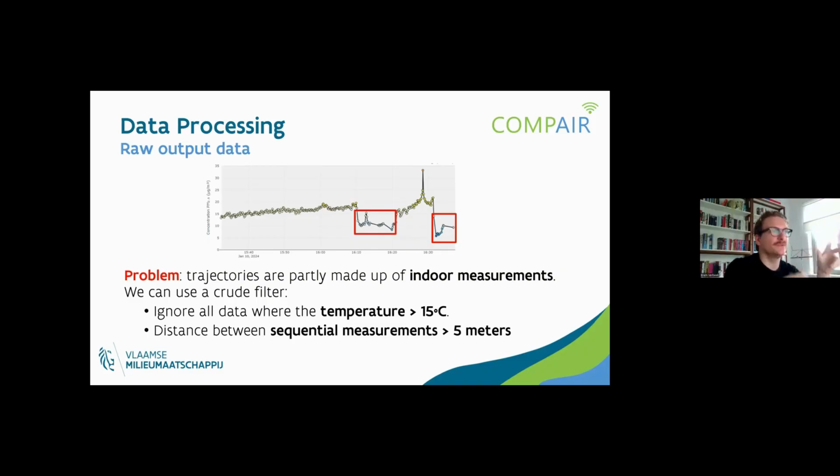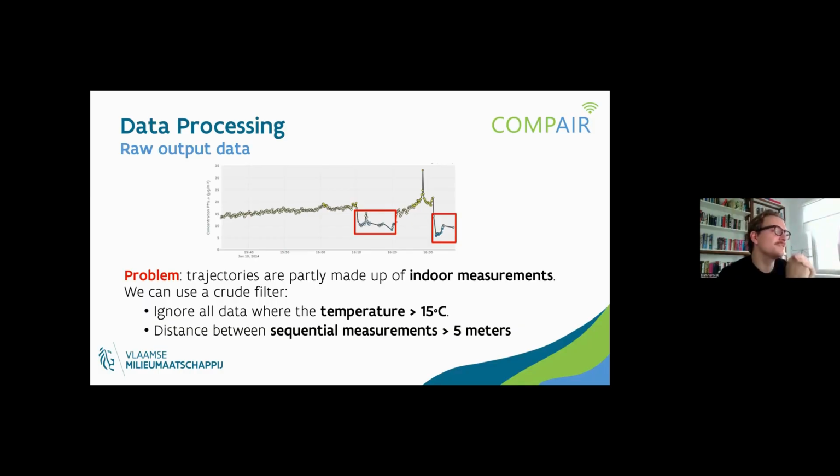Luckily, since we are doing this experiment to track down wood burning in particular, we do these experiments in winter. That means we can essentially ignore any data where the temperature is more than 15 degrees, because outdoor temperatures in Belgium during winter are pretty much never 15 degrees or more. So that data definitely is indoor data.